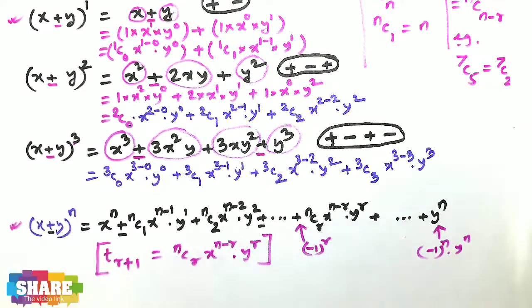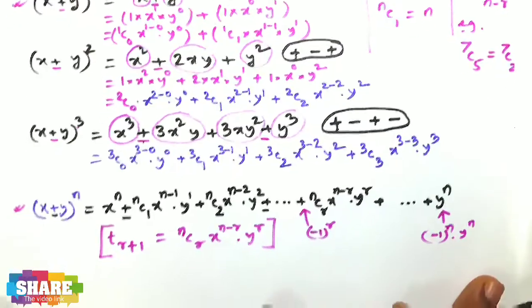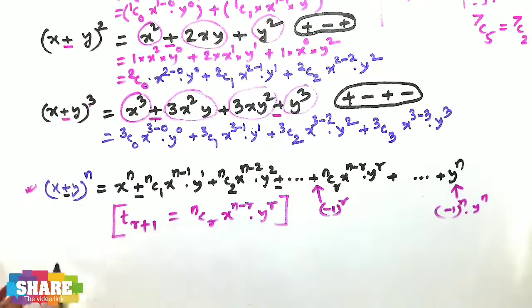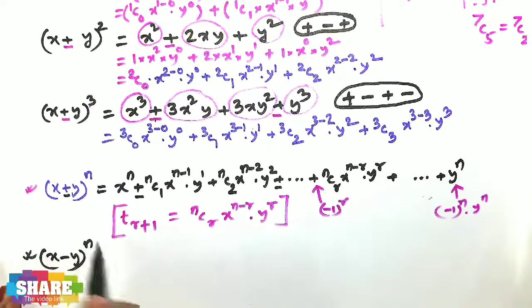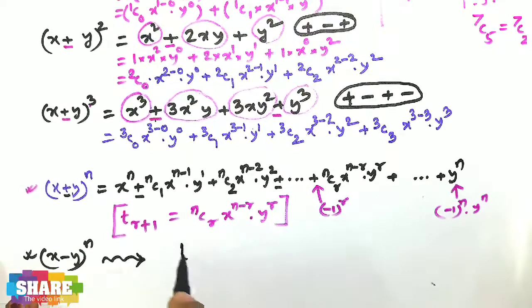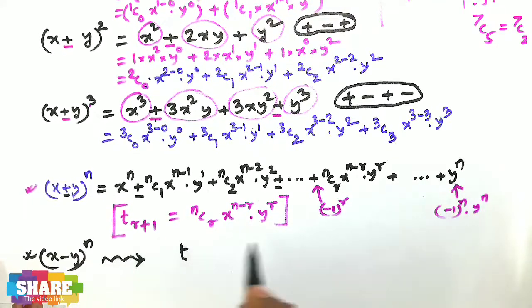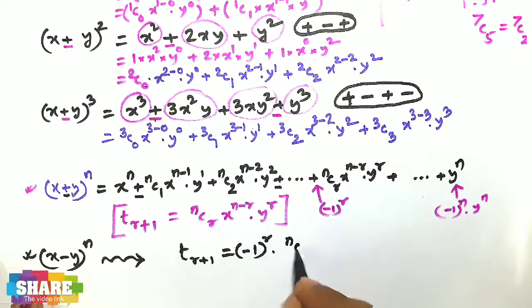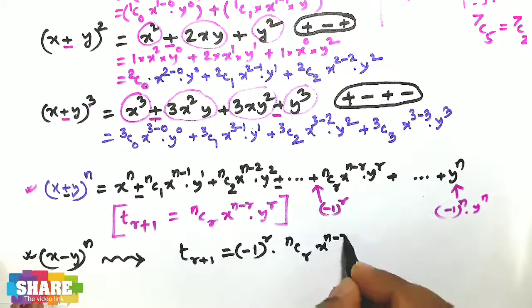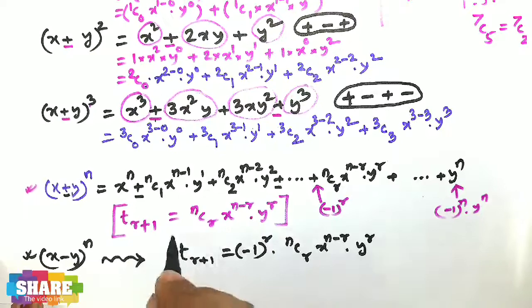So the general term, now I have to write the general term. This is the most important part of this expansion, (x minus y). Again, I write (x minus y) whole to the power n. In this expression, you will find the general term. I do not expand all the terms here, or we do not write all the terms. I just write the general term T(r+1). So T(r+1) is equal to (minus 1) to the power r into nCr x to the power n minus r into y to the power r.